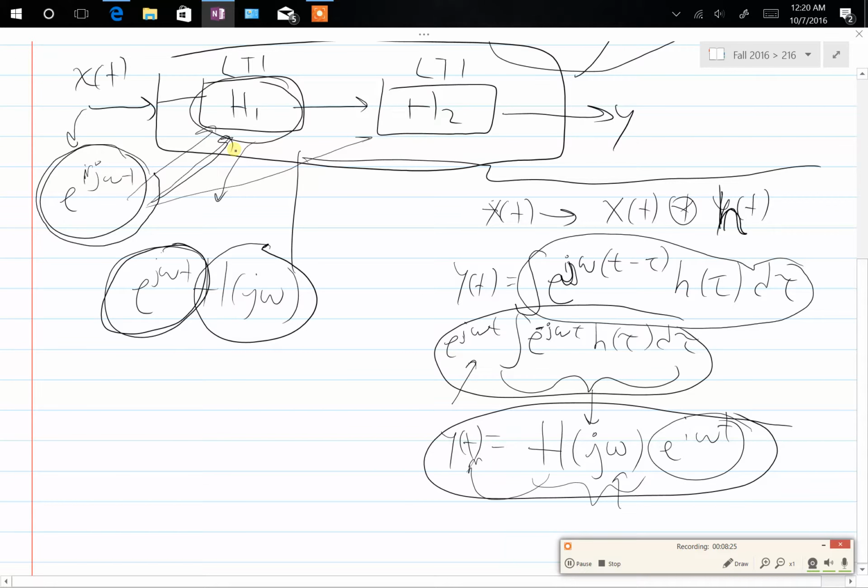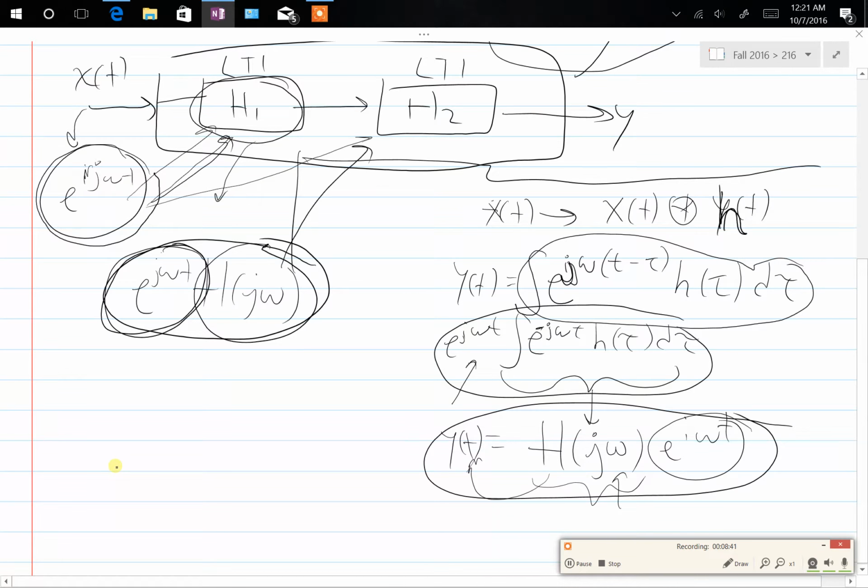So if I have two cascading systems, then given that this is the output of the first system, h1, and the output of the second system, h2. I see. Okay, it's clicking now, just to let you know.